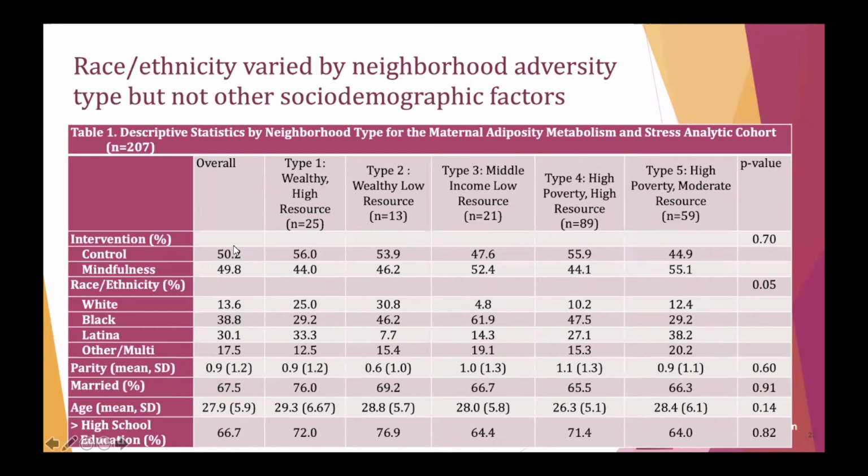Furthermore, if we look at the variation of covariates across these neighborhood types, we actually didn't see much variation across the neighborhood types over the different covariates. There was some borderline significance of racial variation across these neighborhood types, with white women being more likely to live in the wealthier neighborhood typologies.